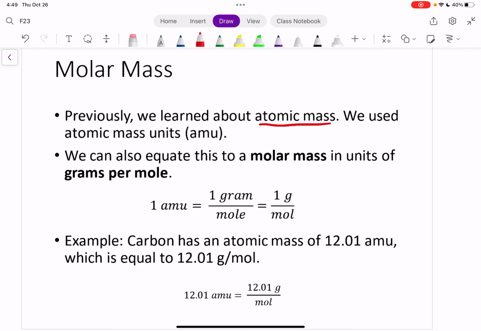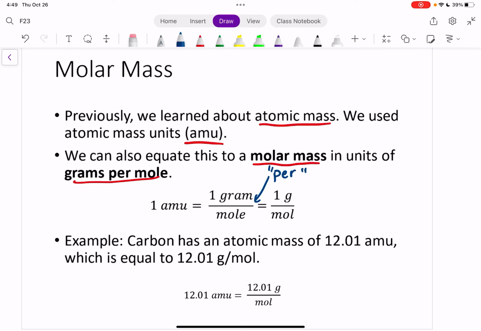And we used atomic mass units, or AMUs, as our units for representing the atomic mass of these different elements. Well, now that we know about moles, we can also equate these atomic mass units to something called molar mass. And we express the molar mass in units of grams per mole. So 1 AMU is defined as 1 gram per mole, or 1 gram over 1 mole, right? The division sign here means per.